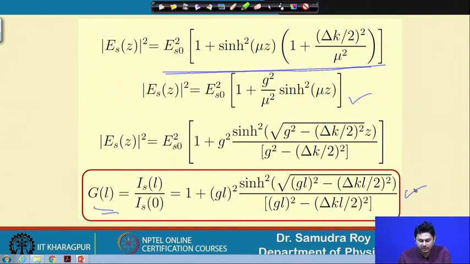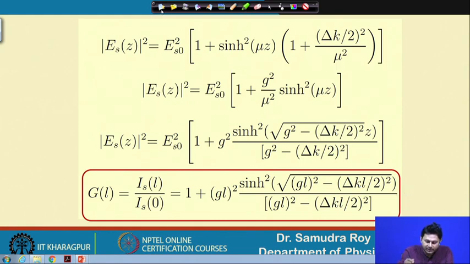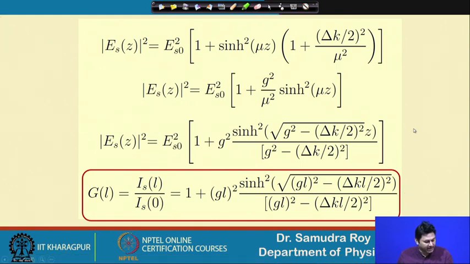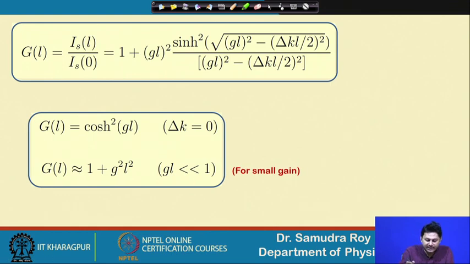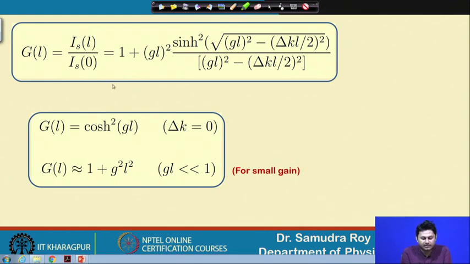We have an expression which is a complicated kind of form, and this complicated form suggests that the expression is coming because of the fact that delta k is not equal to 0. So, let me summarize whatever we have. So, this is my gain, under delta k not equal to 0. So, this is the most realistic case that we have.